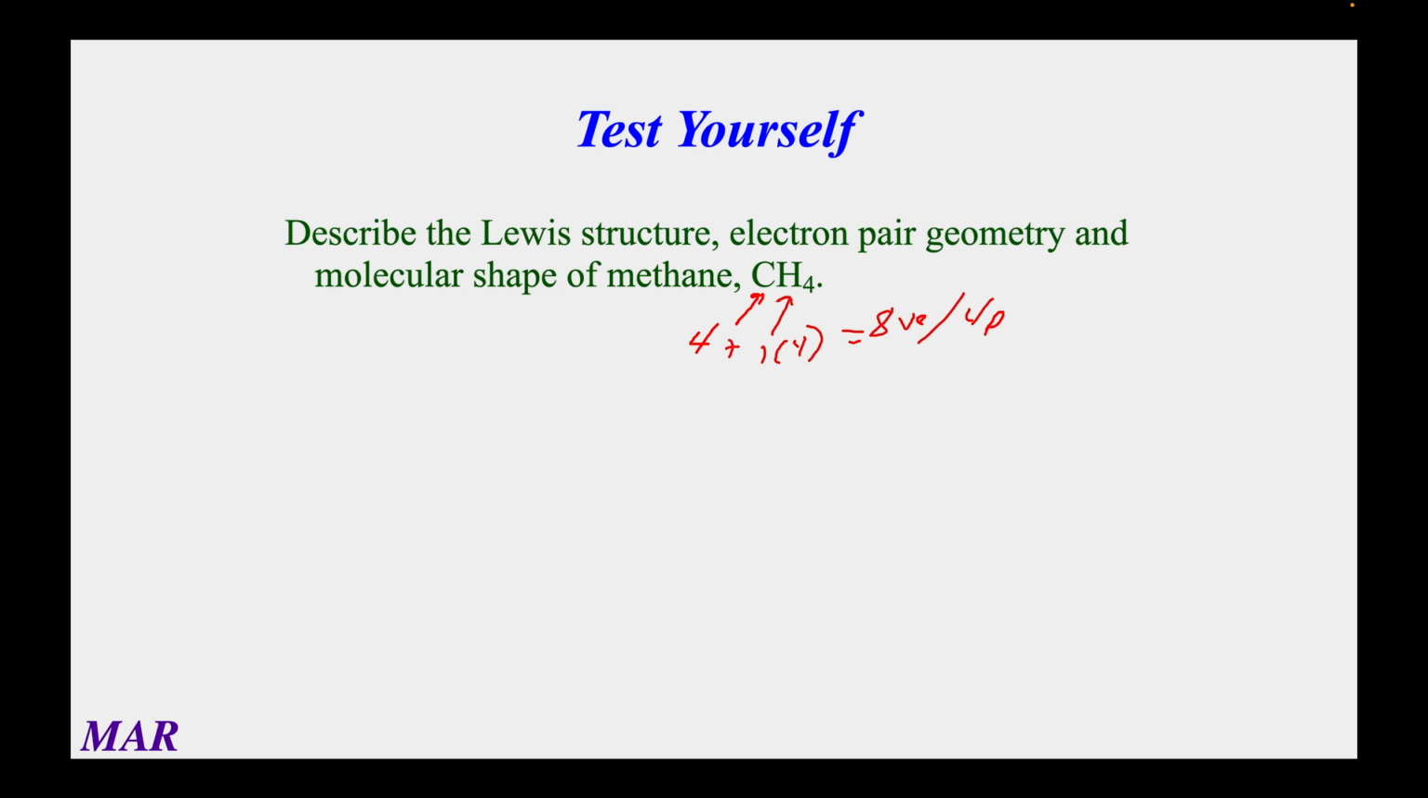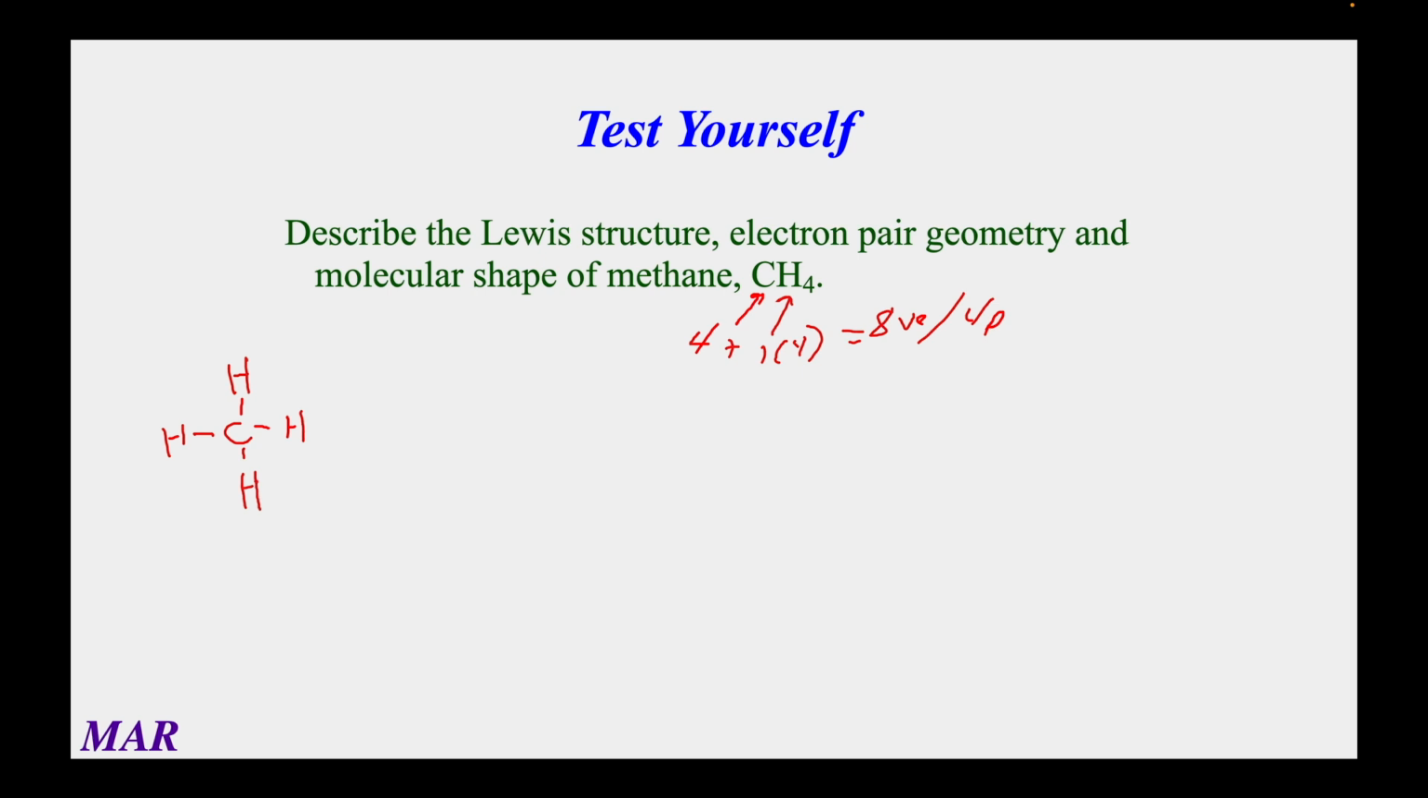We need to find the central atom. It's usually the first atom listed, never hydrogen. So in this case, that's easy. Carbon is going to be the central atom. And we need to connect those hydrogens to the carbon. So we're going to draw bonding pairs that connect them, like a chain, if you will, to keep the hydrogens connected to that carbon in the middle.